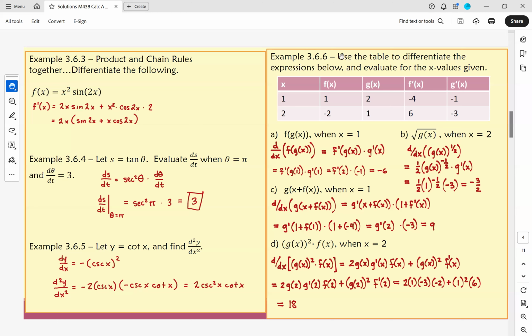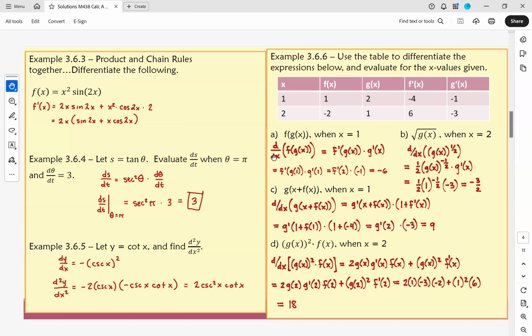Final example, 366. These problems are pretty typical on the AP test, and we'll see them as well. We don't know the actual definitions of f or g or their derivatives, but we have certain values of those functions for given values of x. We can use them to evaluate some of these complicated derivative expressions that we are seeing here.